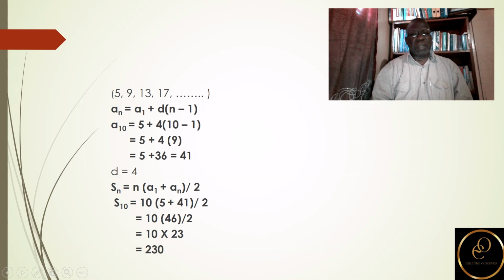The first term in this particular case is 5, and n, the number of items we want to add, is 10. So 10, open bracket, 5 plus the nth number, 41, close bracket, divide the result by 2. We are going to end up having 10 multiplied by 46 divided by 2, which is 10 multiplied by 23. Therefore we end up having 230. So that's the sum of the first 10 numbers in this series.